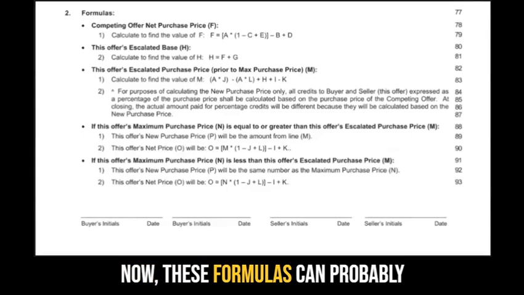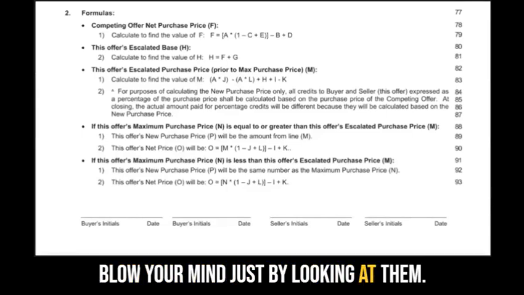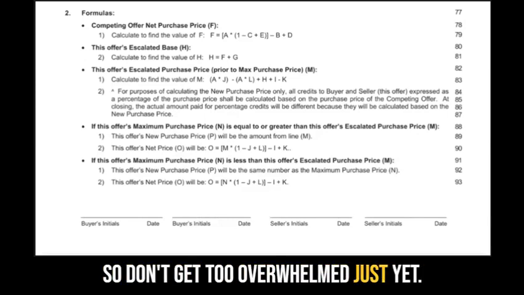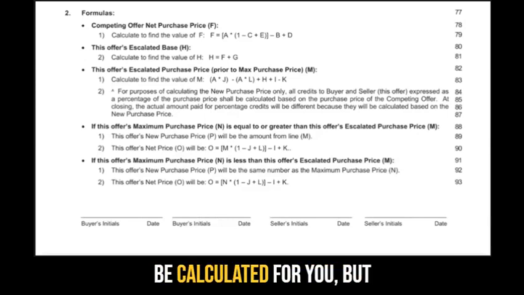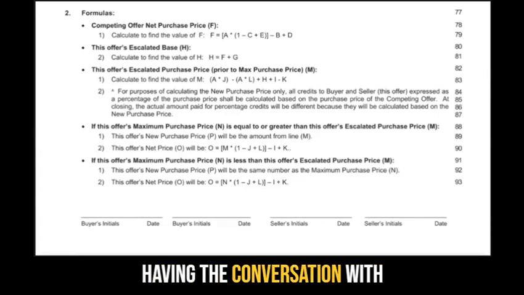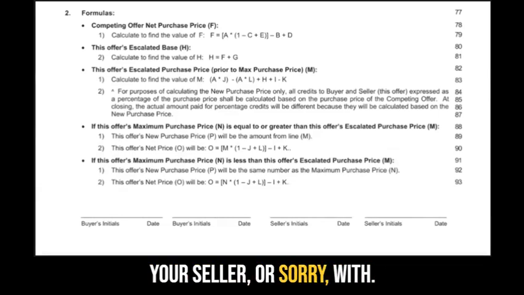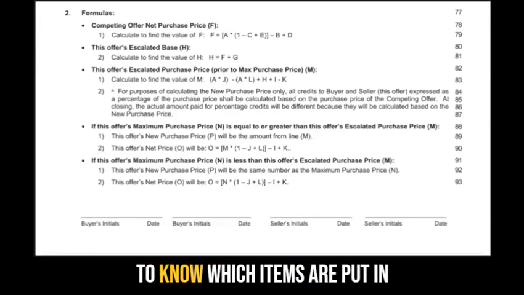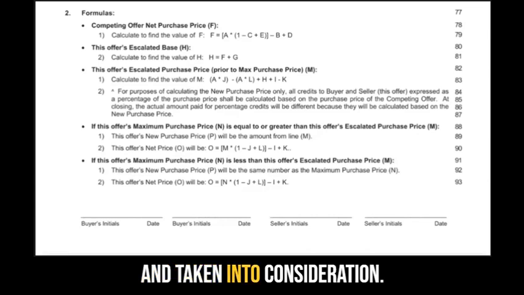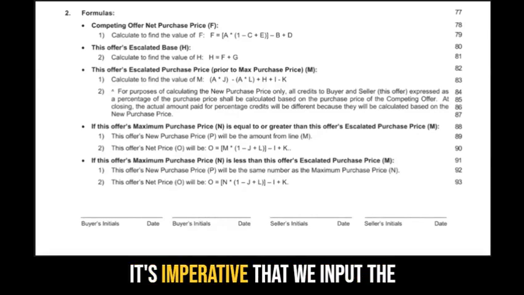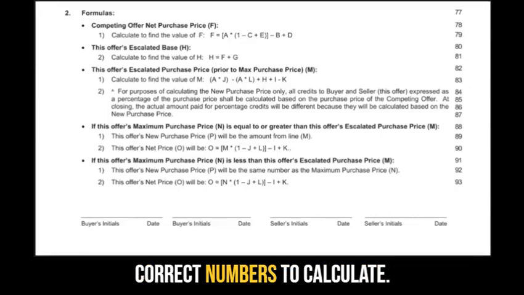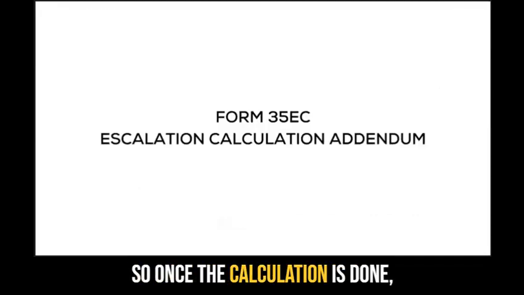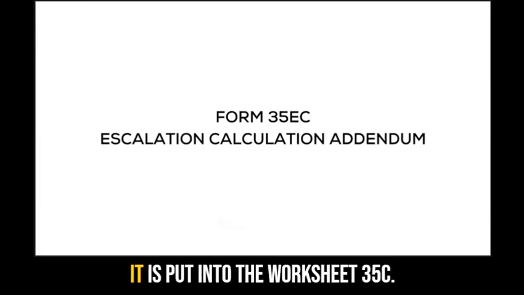Now, these formulas can probably blow your mind just by looking at them, so don't get too overwhelmed just yet. Everything here is going to be calculated for you, but having the conversation with your client who's filling out this escalation addendum, it's good to know which items are put in and taken into consideration. Remember, the computer will automatically do this for us, so it's imperative that we input the correct numbers to calculate. So once the calculation is done, it is put into the worksheet 35C.